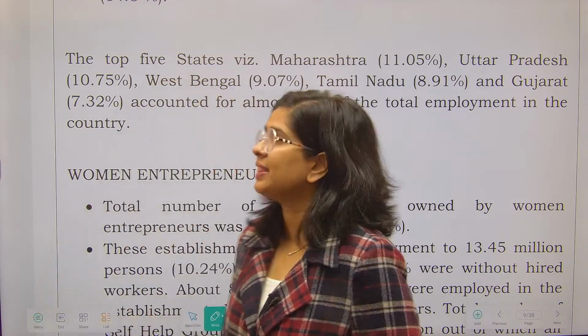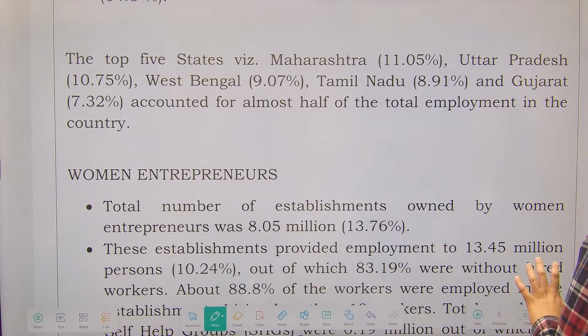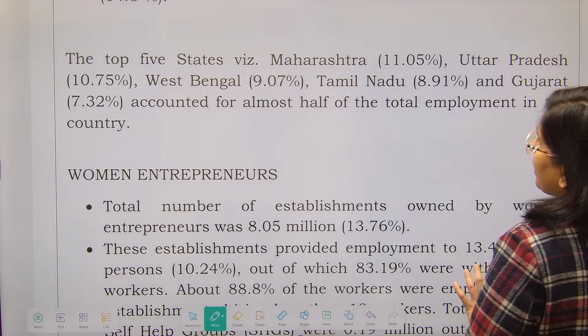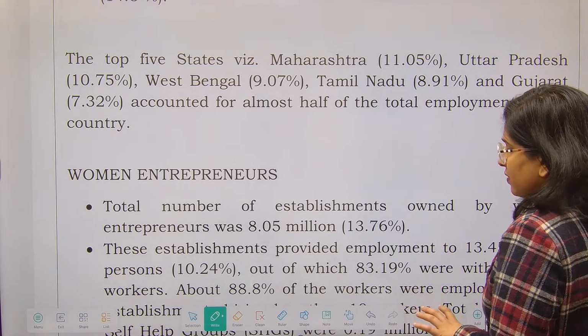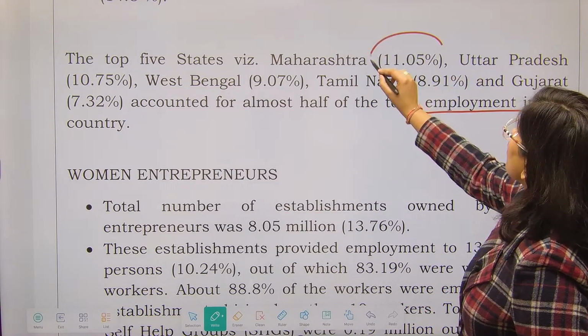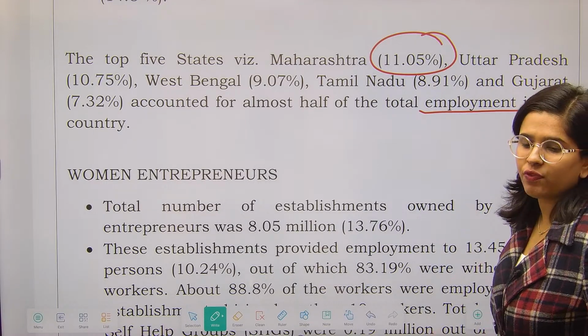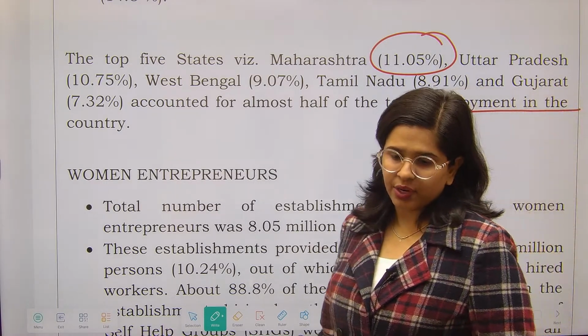And keeping that in mind, let us see the top 5 states that are there: Maharashtra, Uttar Pradesh, West Bengal, Tamil Nadu and Gujarat. They are accounting for almost half of the total employment in the country, right? So over here you can see Maharashtra is leading, and Uttar Pradesh is following up with a narrow margin, right?